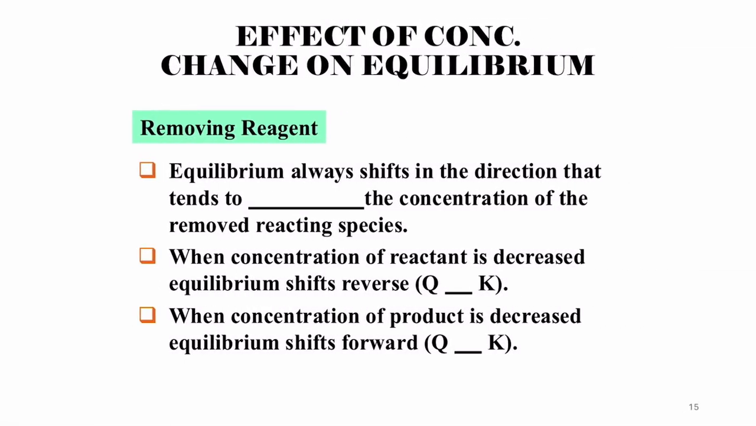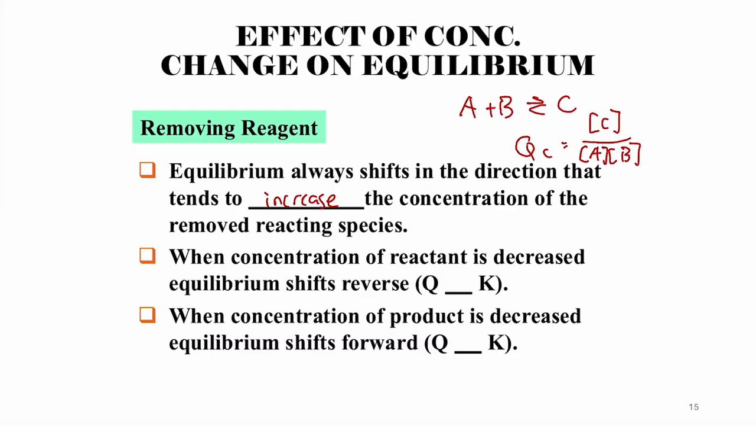And what about if we're removing something? If we think about our arbitrary reaction again, we get Kc is equal to C over A and B. And so equilibrium is always going to shift in the direction that tends to increase the concentration of the removed reactant species. So you think if we have a drain under one of the reactants, the reaction is going to shift to fill up that drain, if we think about it like a sink or something like that. So if we look at, sorry, this should be Qc, not Kc.